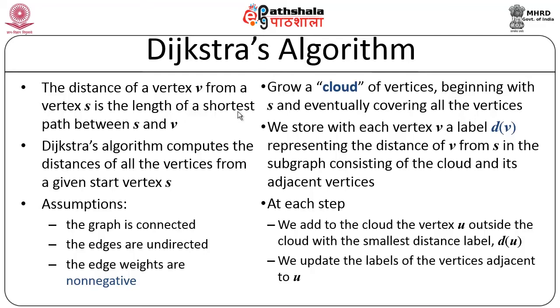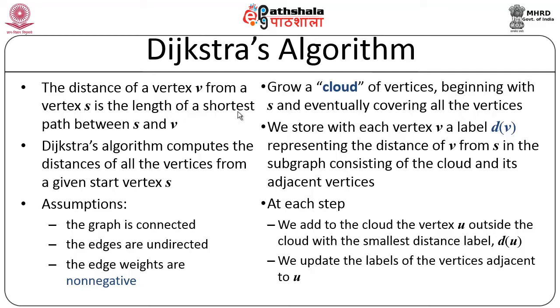Now, let us look at Dijkstra's algorithm. The distance of a vertex V from a vertex S is the length of the shortest path between S and V. We have already seen that. Dijkstra computes the distances of all the vertices from a given start vertex S. The assumptions are the graph is connected, the edges are undirected, and the edge weights are non-negative. So, grow a cloud of vertices beginning with S and eventually covering all vertices. We store with each vertex a label d of V, that is, remember the estimate, representing the distance of V from S in the subgraph consisting of the cloud and its adjacent vertices.